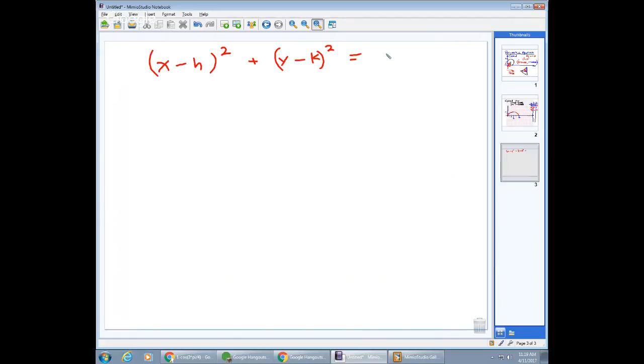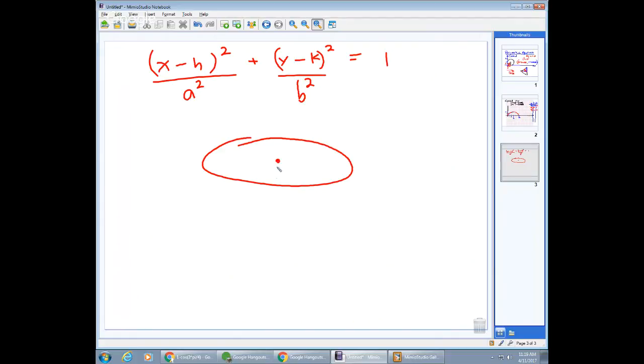With an ellipse, we put a 1 on the end, and then we divide by these numbers that we usually call a squared and b squared. And they represent the distance out on the horizontal and vertical axis. So for example, here the center would be the point (h, k), and then the distance from the center to this point over here, that would be a distance of a. Distance from the center to the top, that would be a distance b.